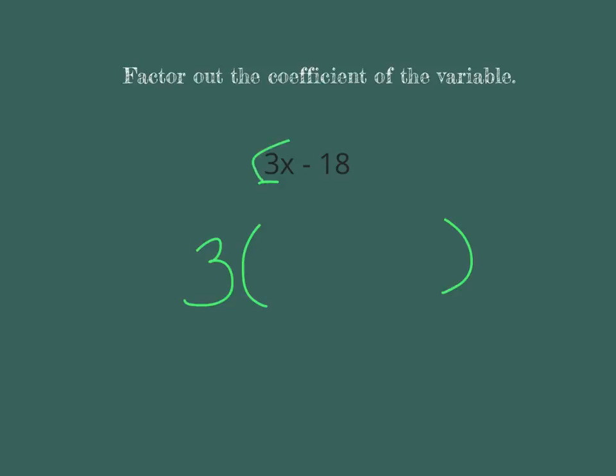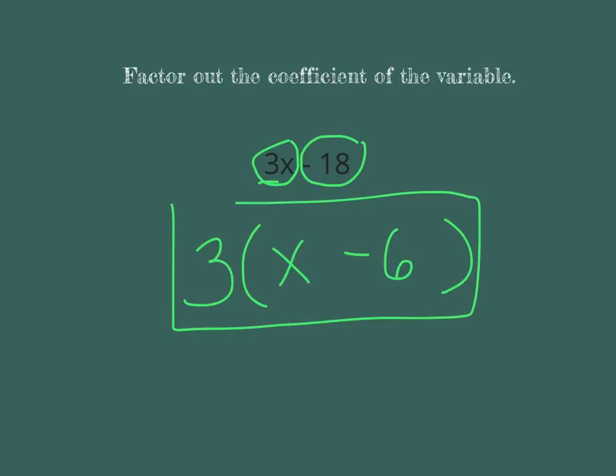When I divide this 3x by 3, it gives you a 1x, because 3 divided by 3 is 1, so you're left with just x. When I divide this negative 18 by 3, you're left with a negative 6. So this is your factored expression, 3 parenthesis x minus 6.